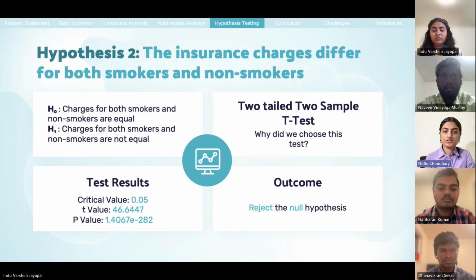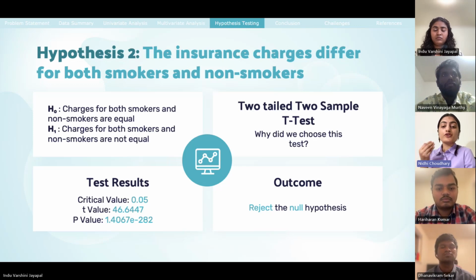So this is our second hypothesis, where we are saying that the insurance charges differ for smokers and non-smokers. In order to test this hypothesis, we defined a null hypothesis as the charges for both smokers and non-smokers are equal, and our alternate hypothesis as charges for both smokers and non-smokers are not equal. For this hypothesis testing, we used a two-tailed two-sample t-test.